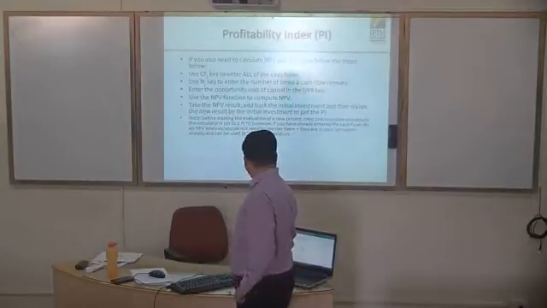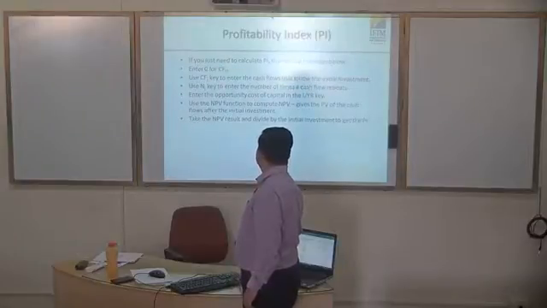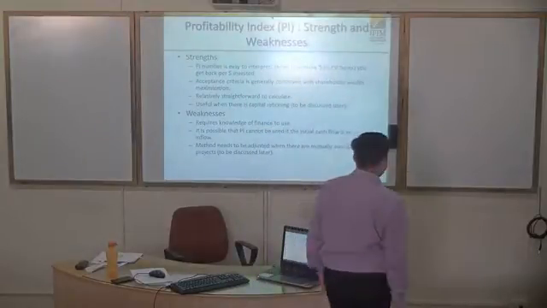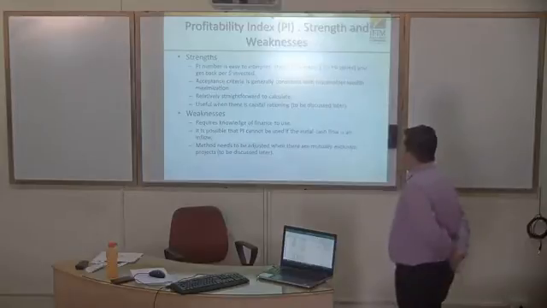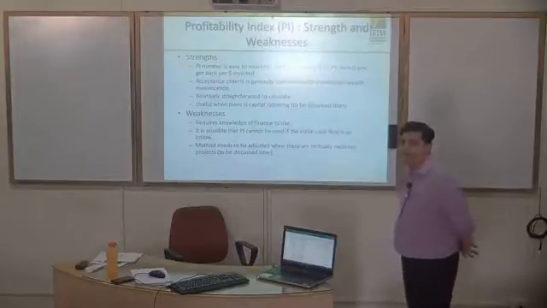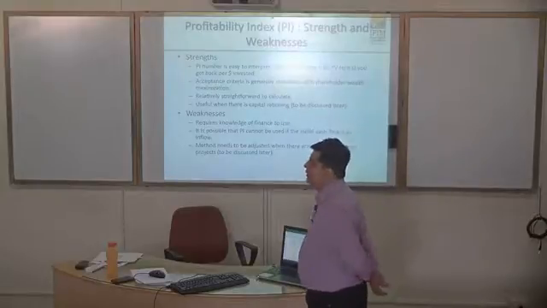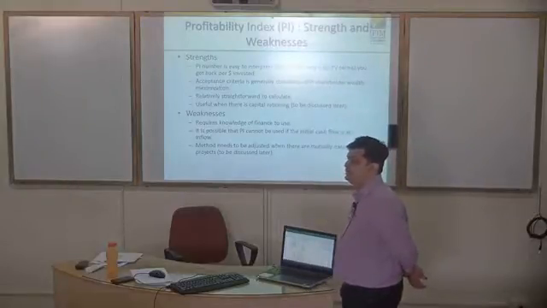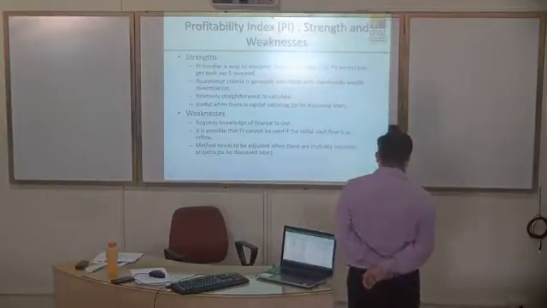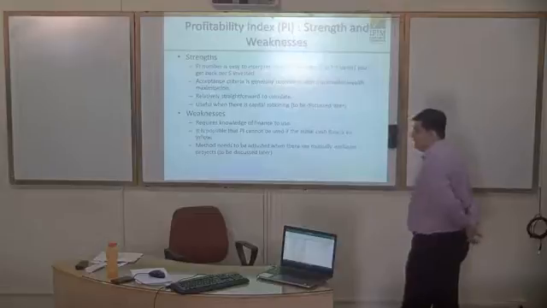Again, how is it calculated on a calculator? I've shown you how it is done, so you don't have to worry. If you just need to calculate PI, then follow the same thing. Strengths and weaknesses of profitability index. PI number is easy to interpret, shows how many dollars you get back per dollar invested. I invested $1 lakh, $100,000, and I get 1.76 times. For every $1 spent, I got $1.76 back. So 0.76 extra that I'm getting, which is good.